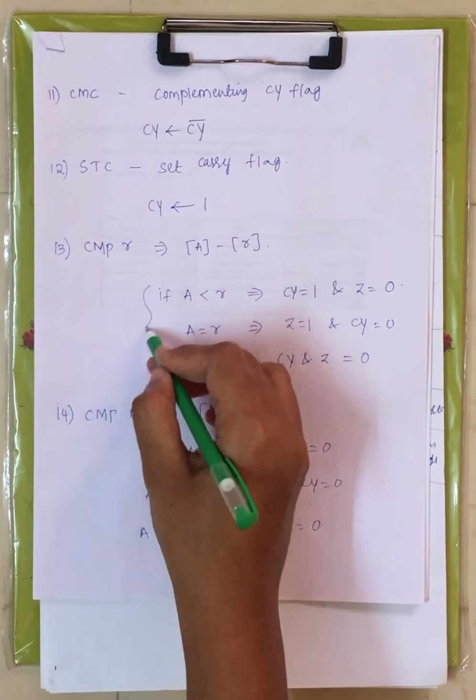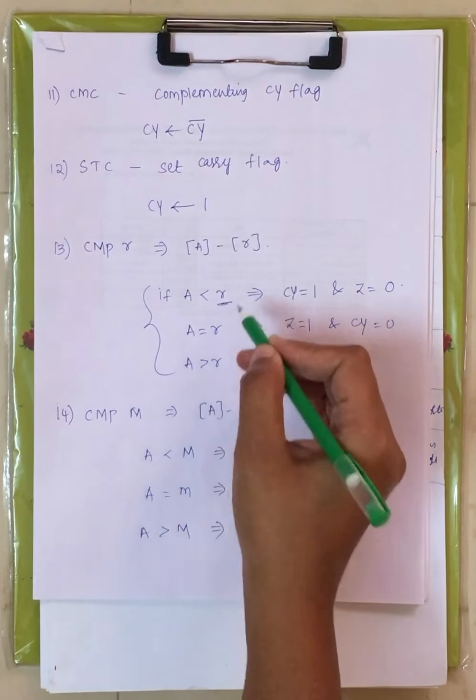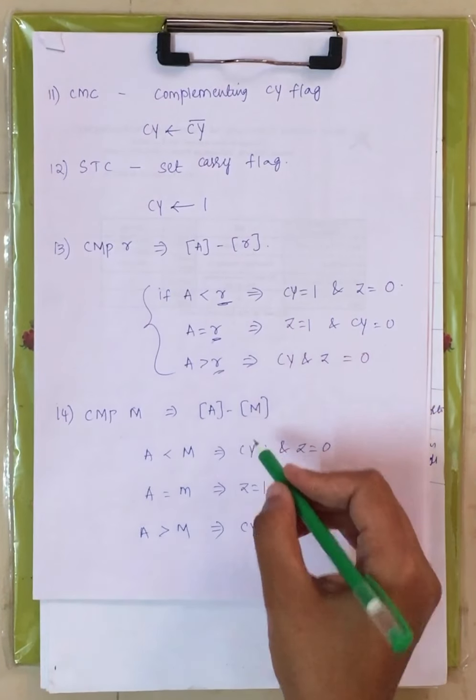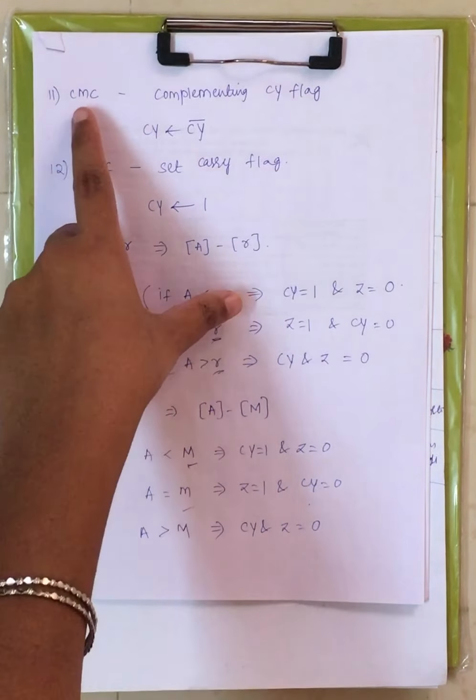This thing is the same when you are performing the compare operation. Only this will vary, whether it is a register or a memory location. And the next instruction is immediate data, right? Now this is about your 14th instruction, compare M. Now let me briefly explain.